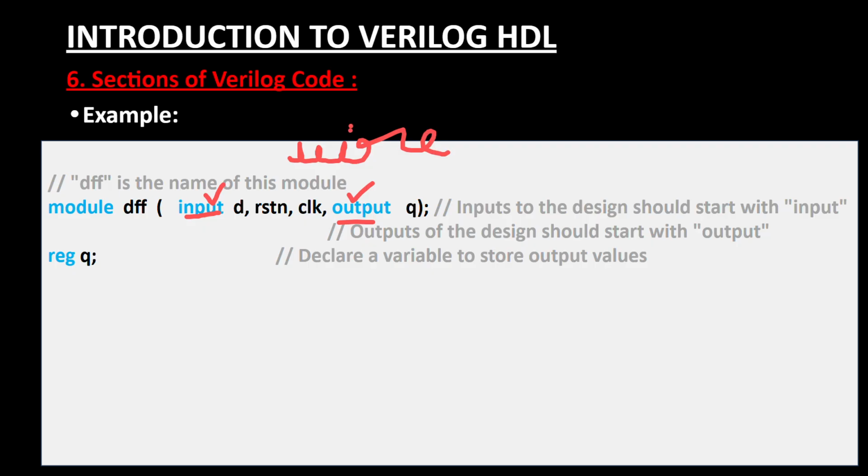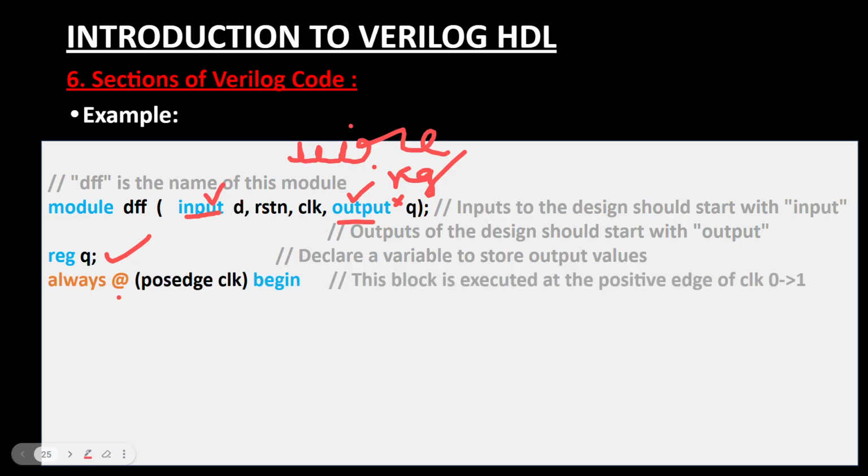Here the output is wire, right? So it is declared as reg. We can also give this reg inside the port list, output reg. You can give it over here only. Sometimes in some simulators it doesn't take over here, then you must give it separately. Declare a variable to store our output values.